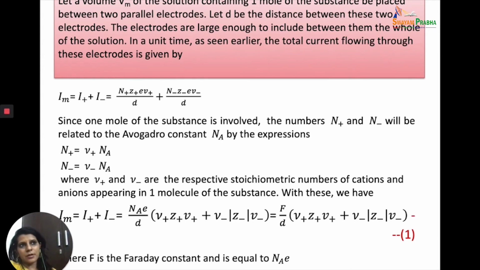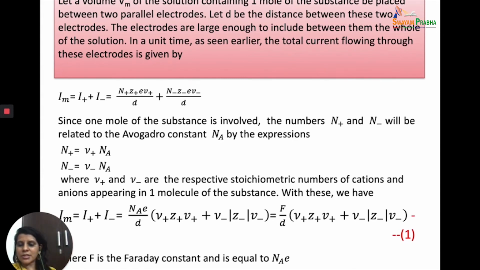Now if the distance moved by the cation in unit time is V plus, then the current carried by that cation in that unit time will be equal to the number of charges carried by the cations lying in that distance. Let's suppose the total number of cations in the solution is N plus, and the charge on each cation is Z plus. So N plus Z plus into E is the total charge carried by the cation in the solution.